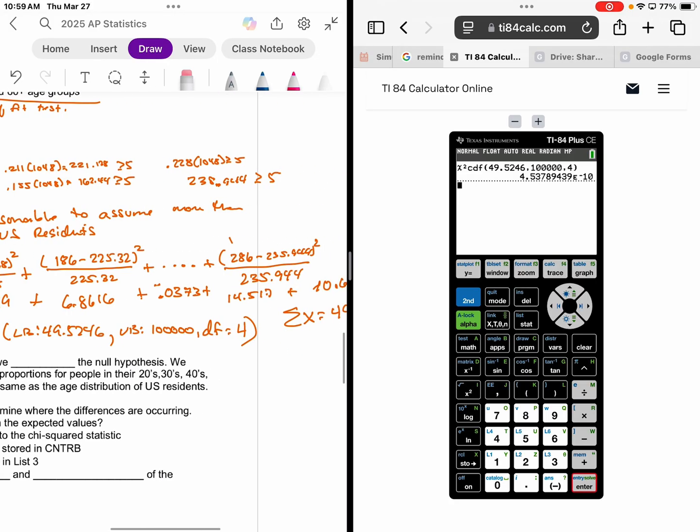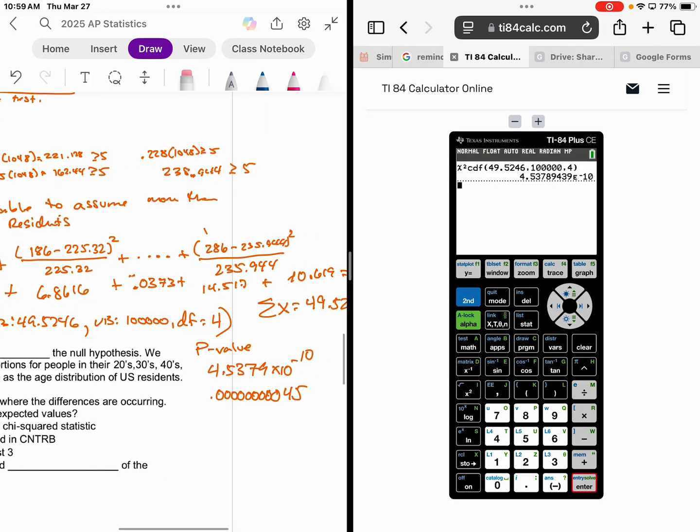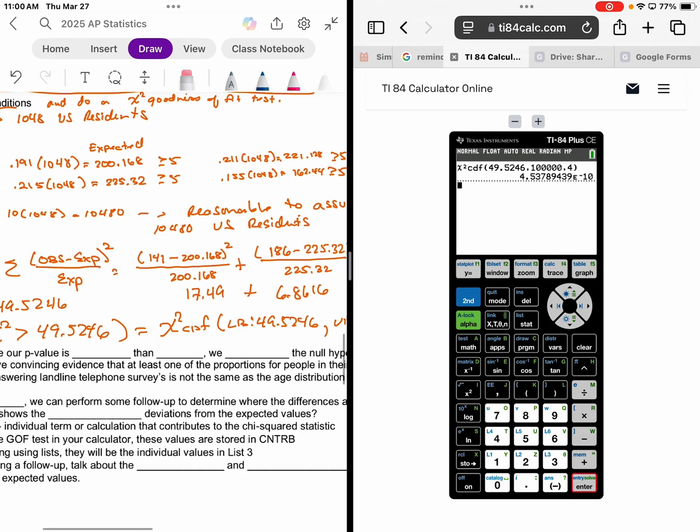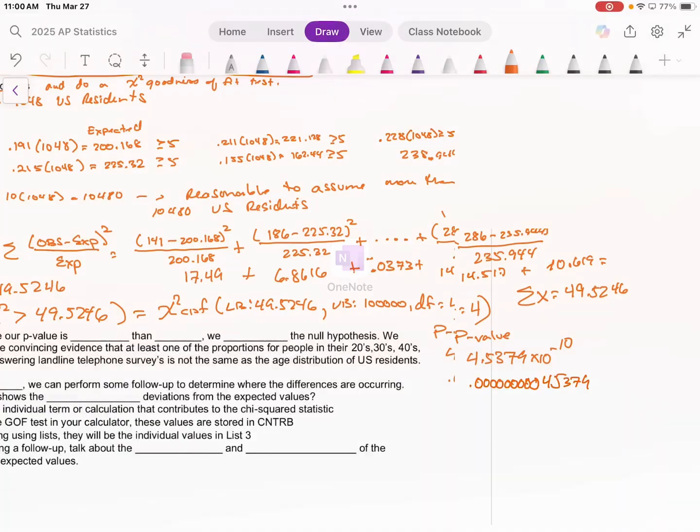And we find out that our p-value is 4.5379 times 10 to the negative 10. So that's 9 zeros and then 45379. So is that less than 5% or bigger than 5%? Yeah, it's less than. Thank you for answering that quicker than my last class.